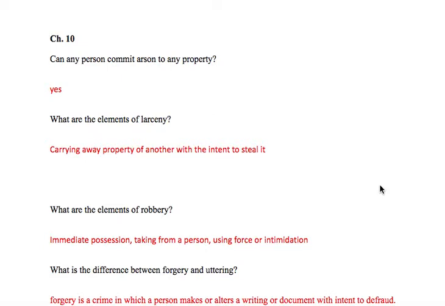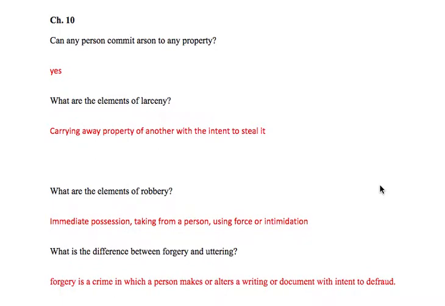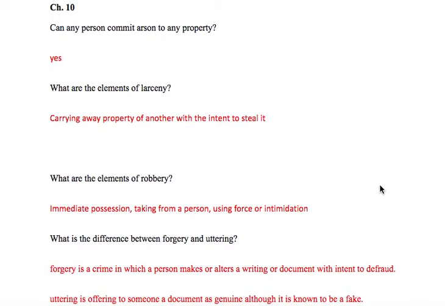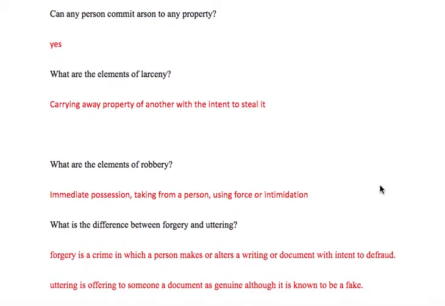What are the elements of larceny? Carrying away property of another with the intent to steal it. Okay, you didn't take it off them, but you took someone's property away. Maybe you're in a house and you took an Xbox and you walked away with it. You knew you had that intention of stealing it. Elements of robbery then: immediate possession, taking from a person using force. So someone has that item on them, you go up to them, you force them to give it to you. That is robbery.